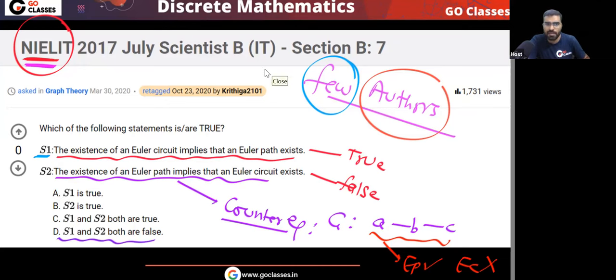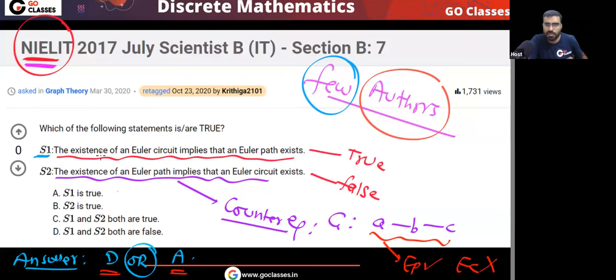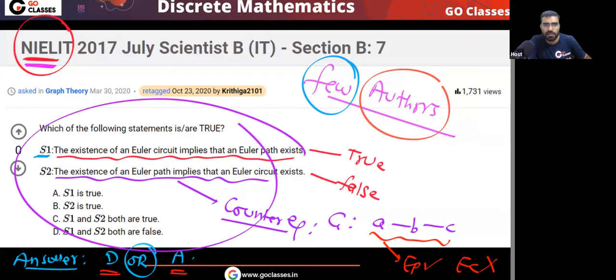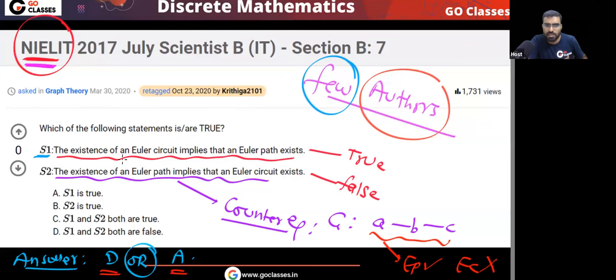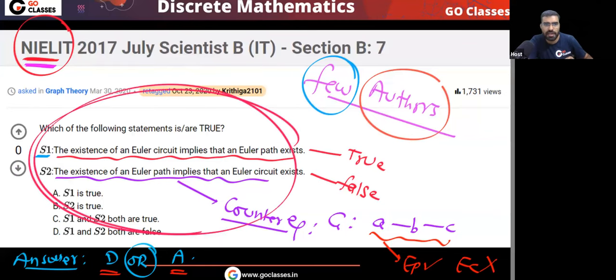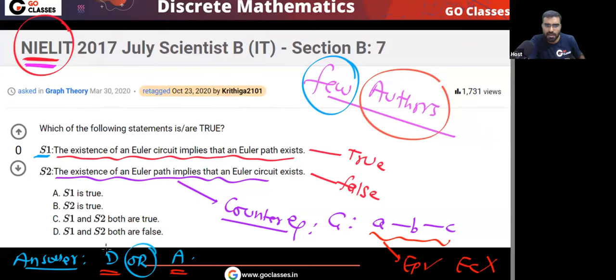Is this clear? Please tell me. For this question, what is the final answer? The answer can be D or A. Now it depends on the author, the question maker, which book this question maker has studied. Yes or no? So anyway, the answer can be D or the answer can be A.